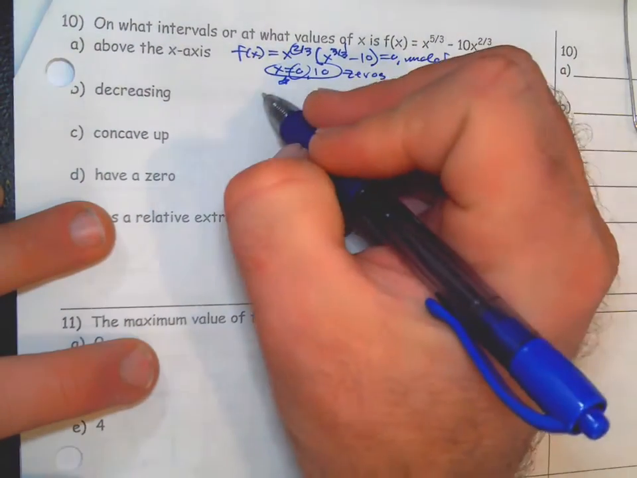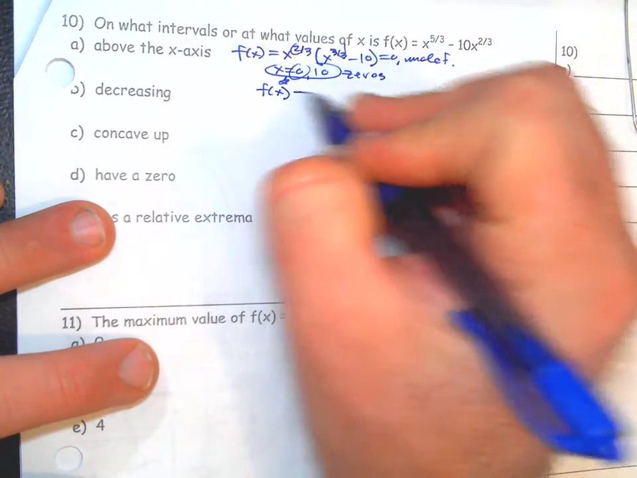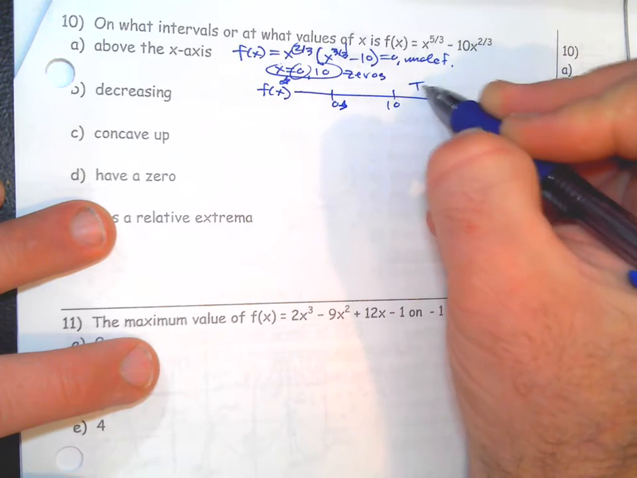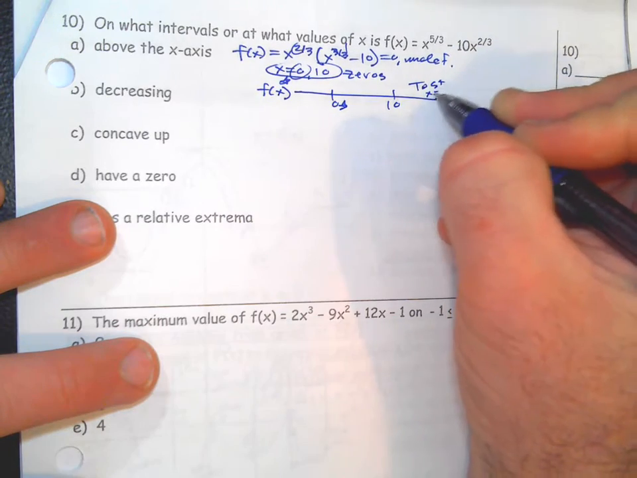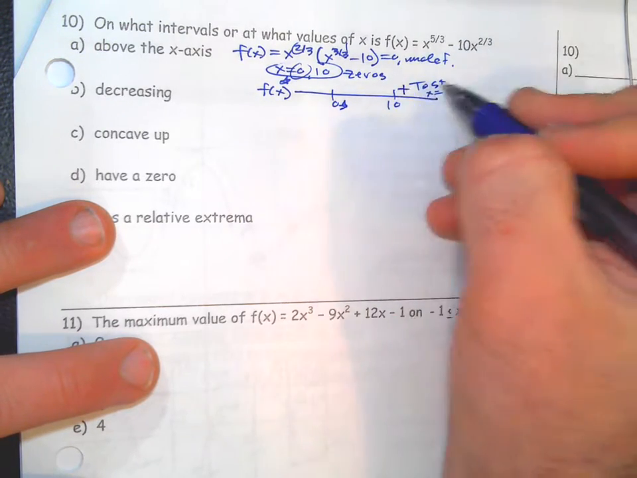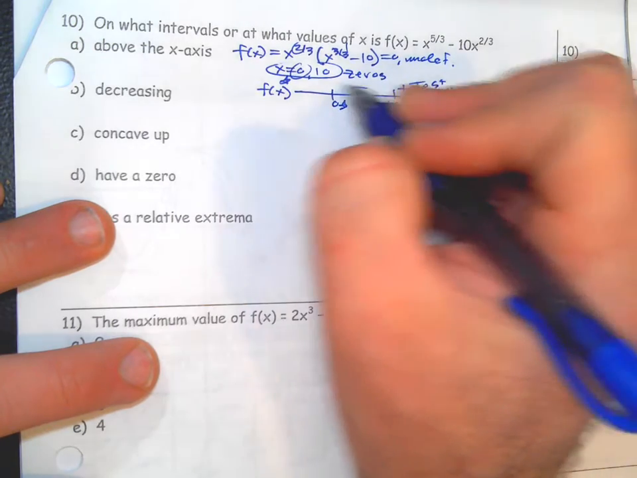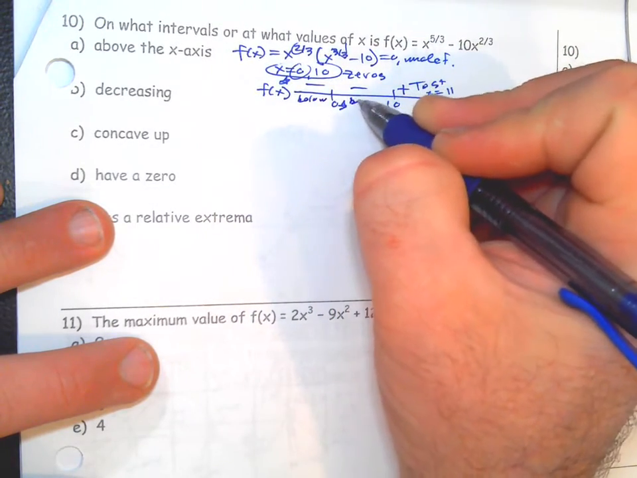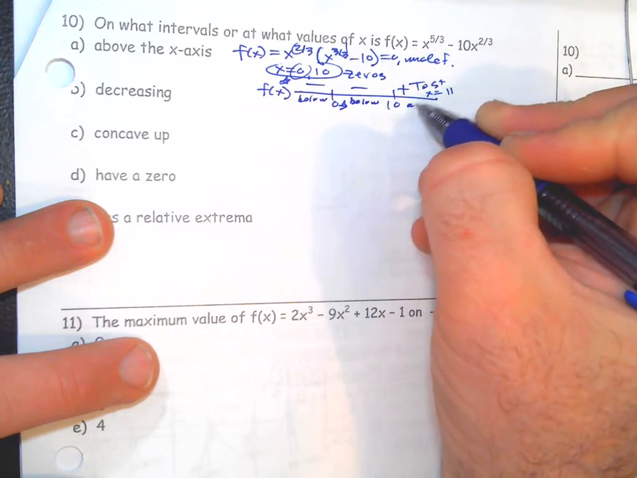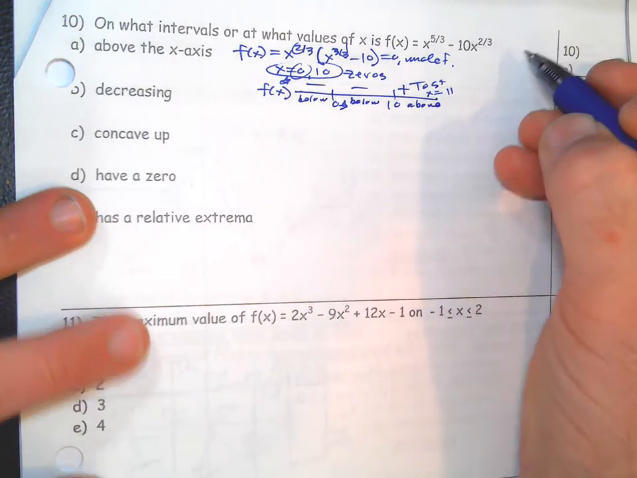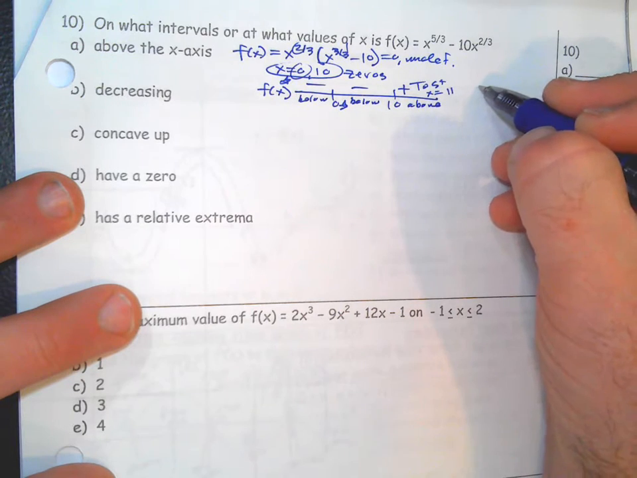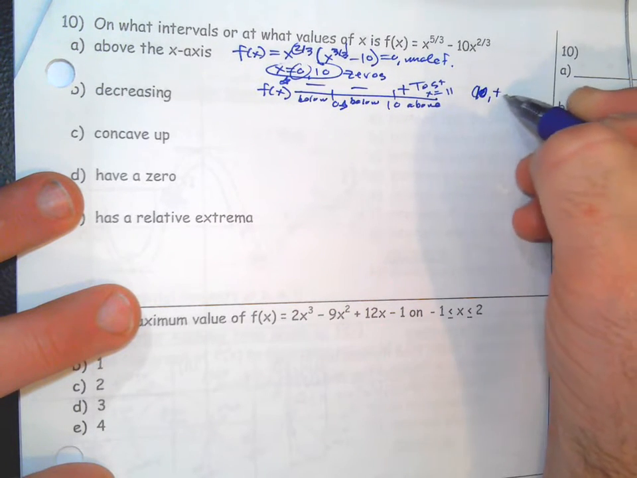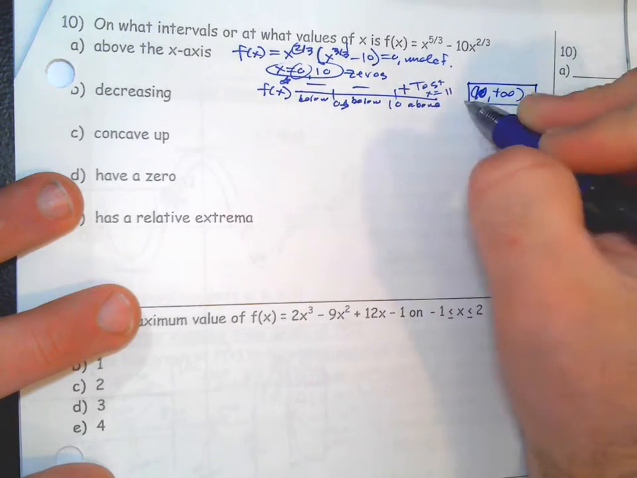So then we're going to do a line check with this. 0, 10, test x equals 11: positive, negative, negative. So below the x-axis and above. So if we want to know where it's above, we would say 10 to positive infinity. Do not include the endpoints.